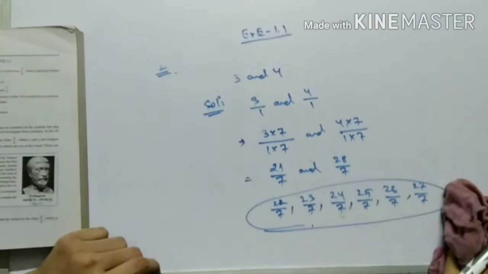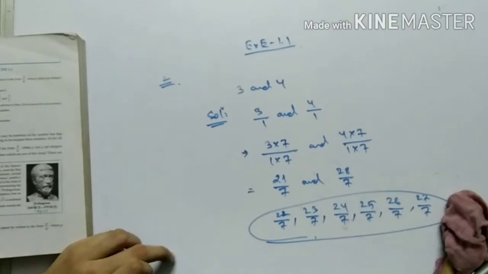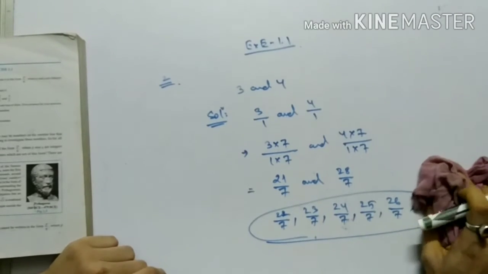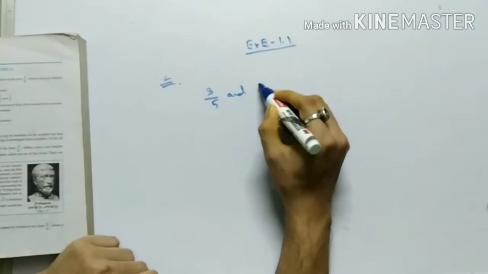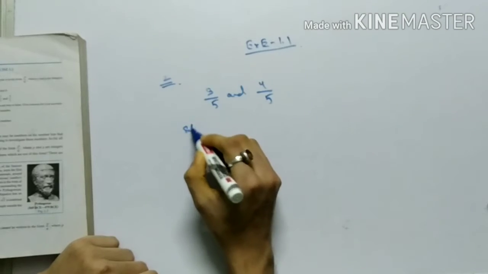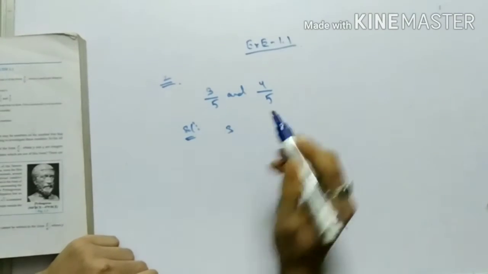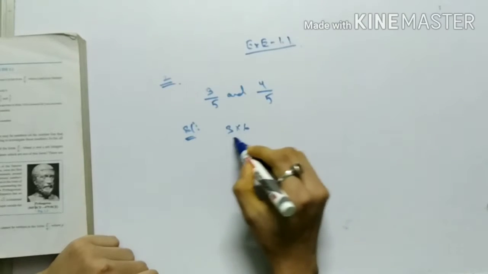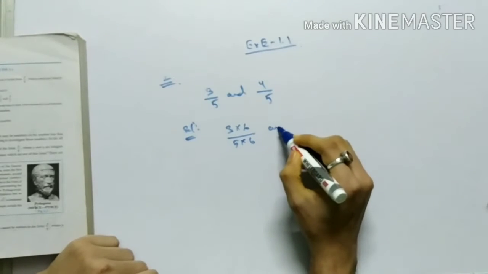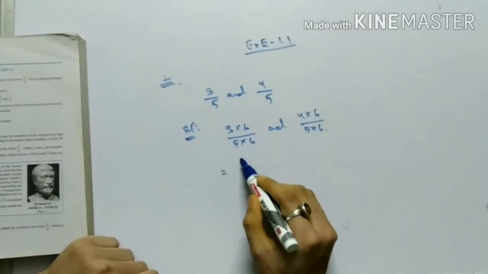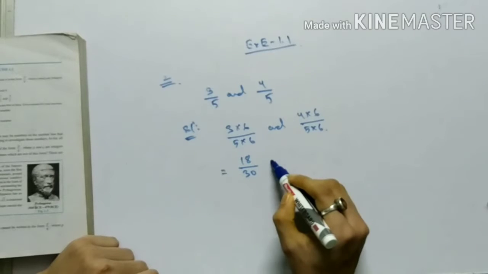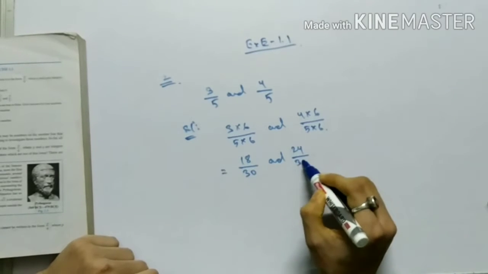Next one again, find 5 rational numbers between 3 by 5 and 4 by 5. 5 rational numbers. So this one, 5 plus 1 it is 6. So 3 I will multiply by 6, and 5 I will multiply by 6. And 4 multiplied by 6 and 5 multiplied by 6. So this one I will get 3 6s are 18 by 30, and 6 4s are 24 by 30.